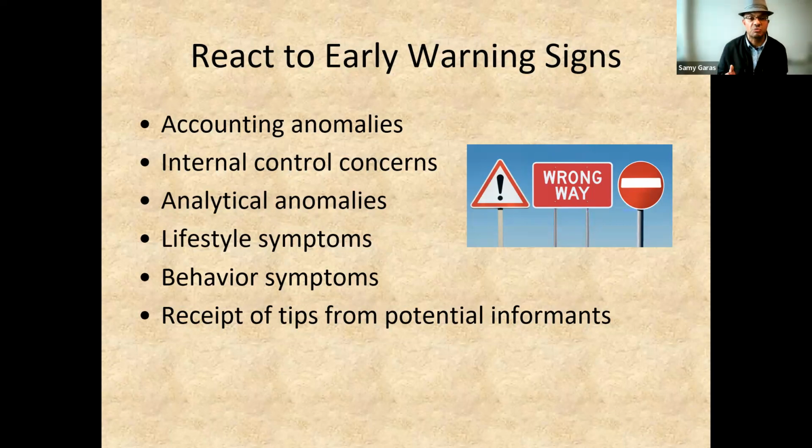Lifestyle symptoms, where we find people with low salary living a very luxurious life. We say, how could their lifestyle match with their income? Behavior symptoms: if we feel people are intimidating other people in the organization, or people are lobbying in the organization, this might be a sign for fraud. Receipt of tips from potential informants like whistleblowers, this might be a sign for a fraud to exist.